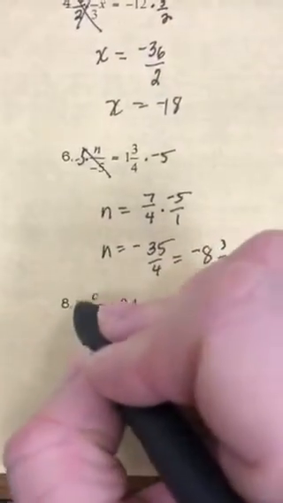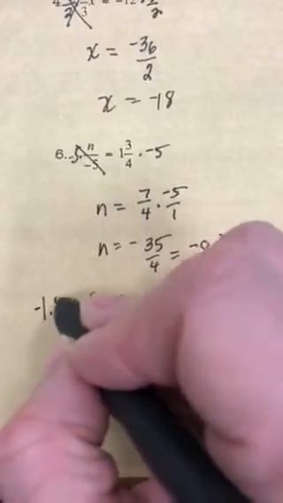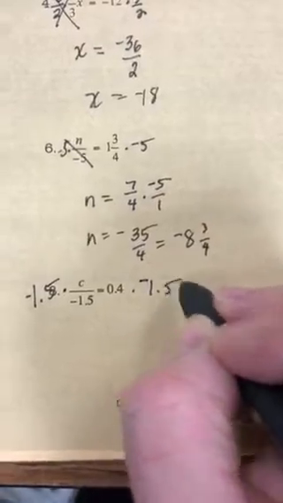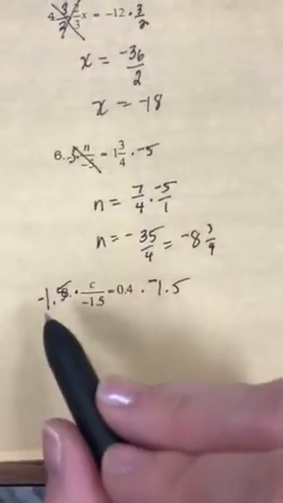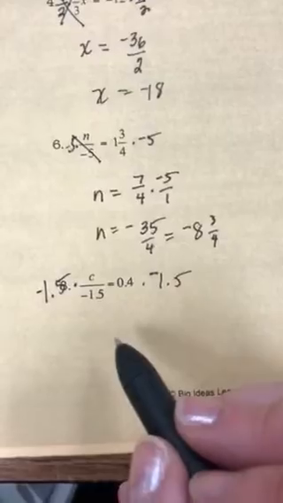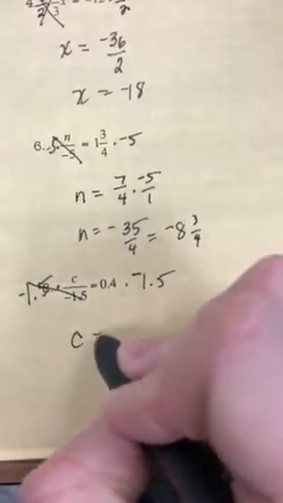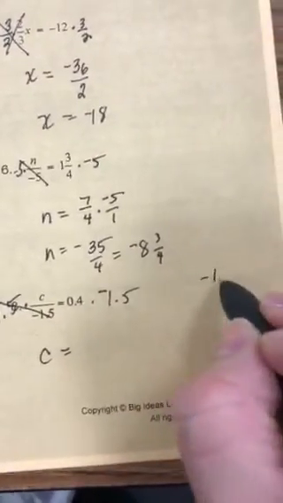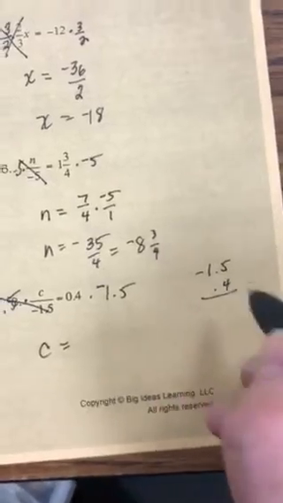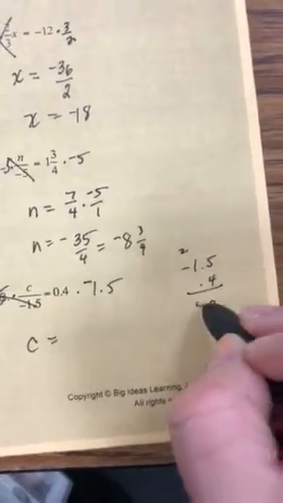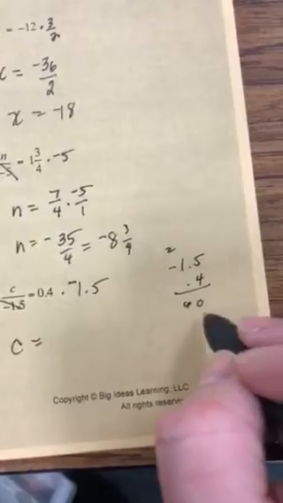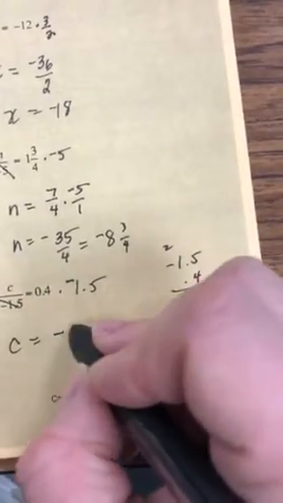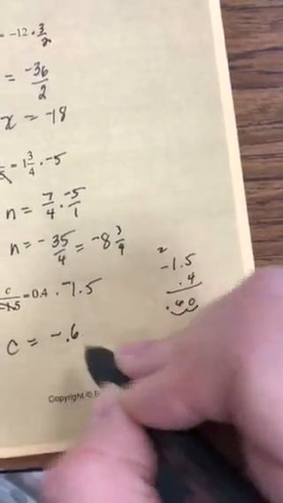On this problem, C is being divided by 1.5, so I'm going to multiply by -1.5 on both sides. C times -1.5 divided by -1.5 is C. And over here, I'm going to do -1.5 times 4/10. It ends up being 6, but there are 2 numbers behind the decimal point, so my answer is -0.6.